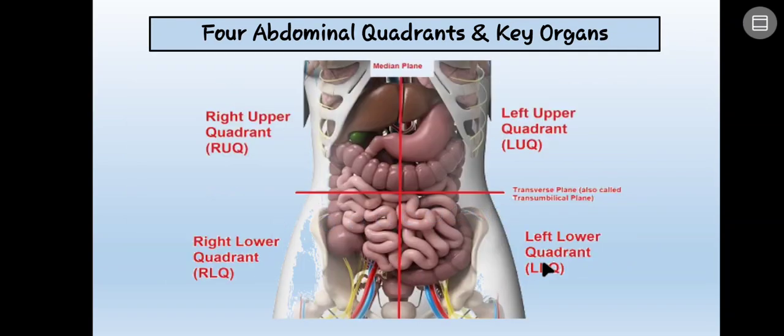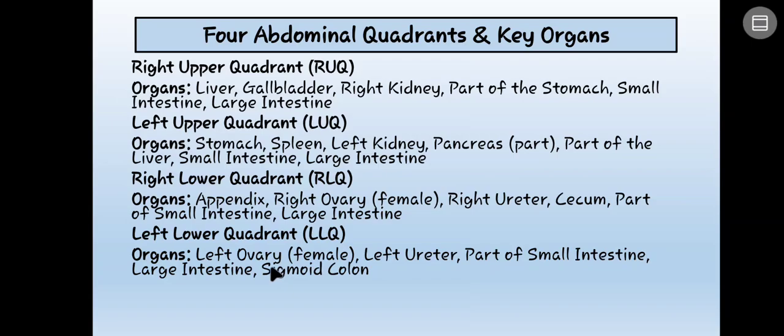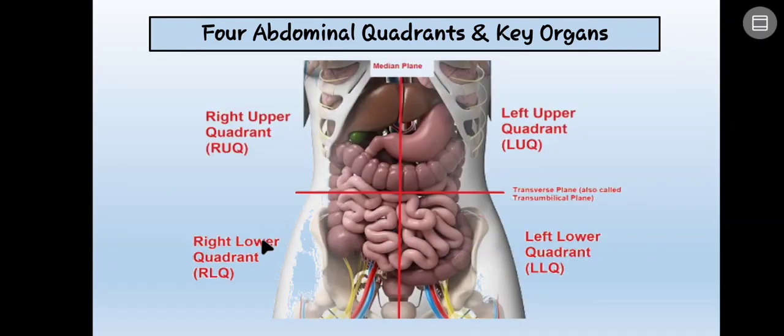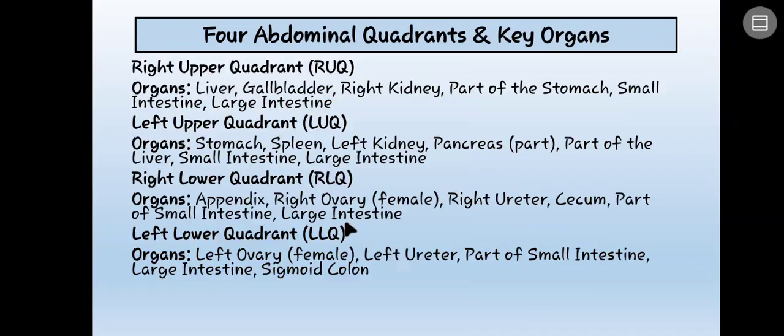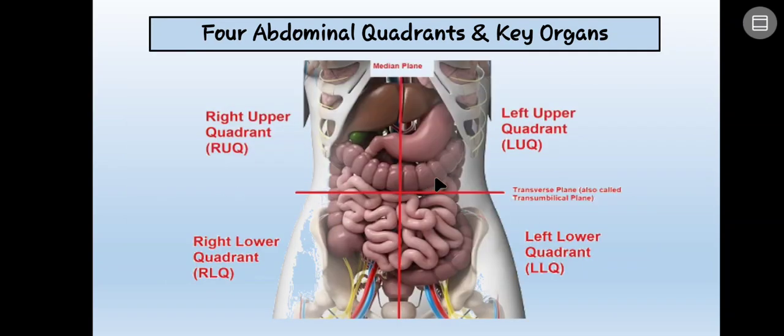The left lower quadrant, you can see a portion of the small intestine, a portion of the large intestine, a portion of the left ureter, and the sigmoid colon will also be there. Okay, where is the appendix located? Very important, the right lower quadrant. Please, where the appendix is located is very important to you in medicine and surgery. You can see the appendix is located in the right lower quadrant.